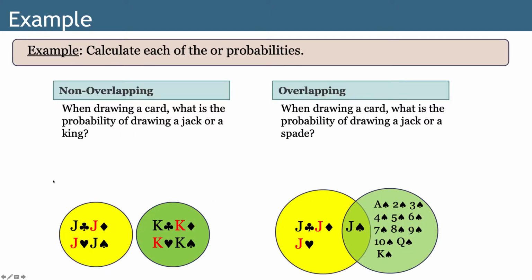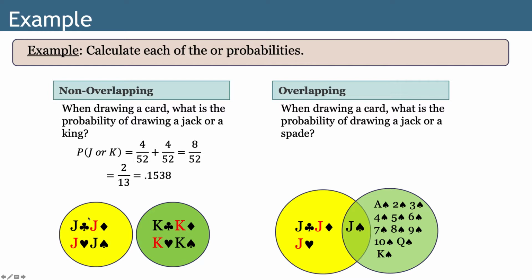All right, next part of probability is taking it up a notch. The first thing you learn is the addition rule, which is when you have an or problem. What's the probability of this or that? And there's two ways that can happen. So we can have non-overlapping events.